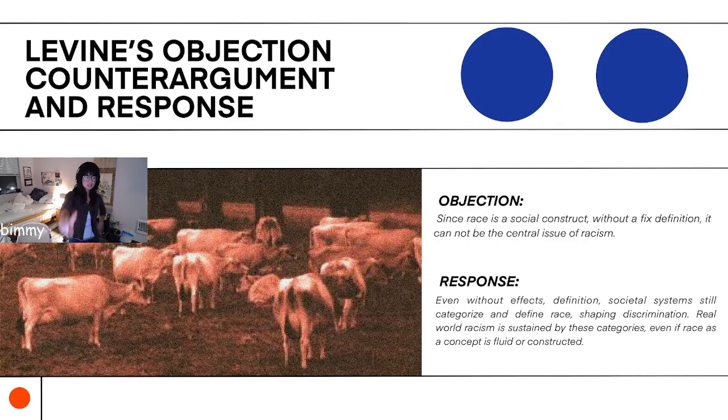My response to that: even without a fixed definition, societal systems still categorize and define race, shaping discrimination. Real world racism is sustained by these categories, even if race as a concept is fluid or constructed.